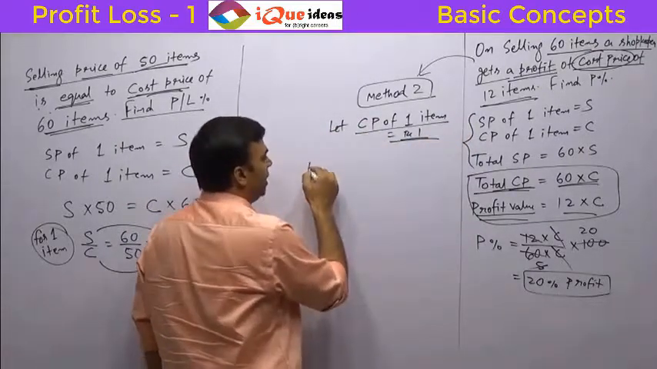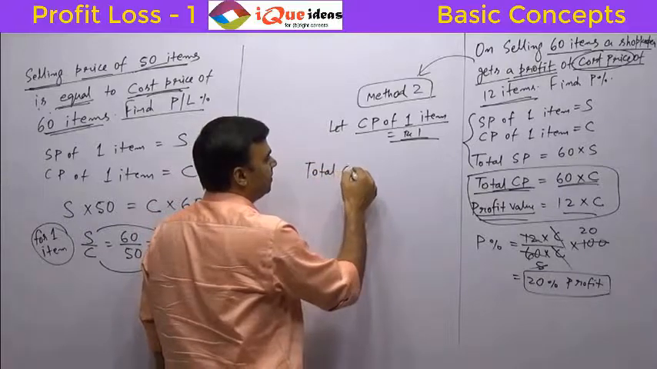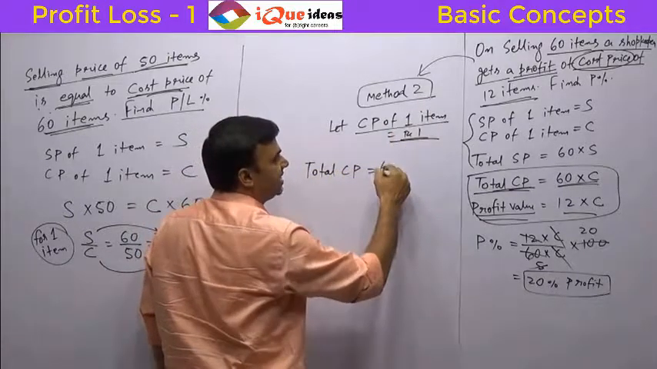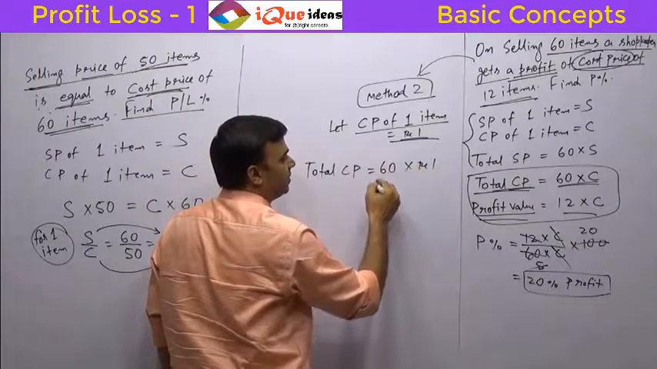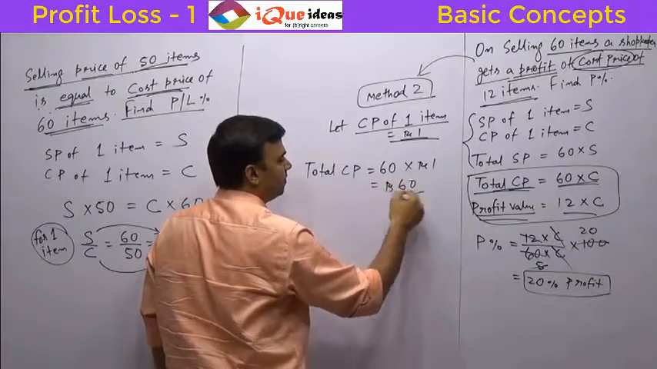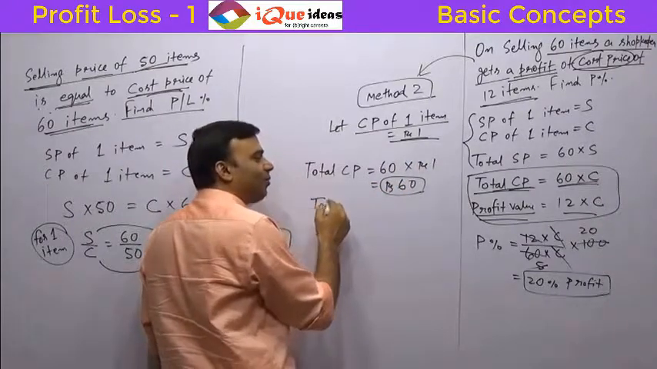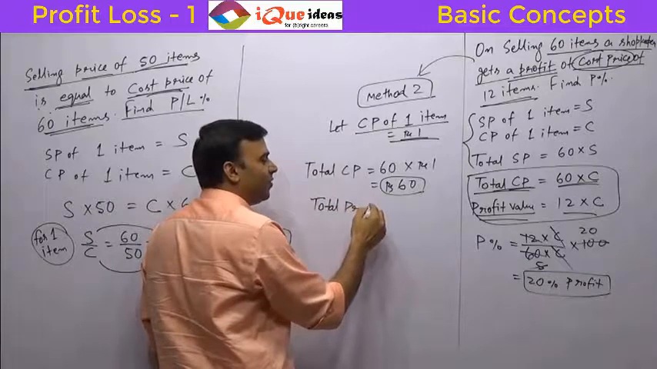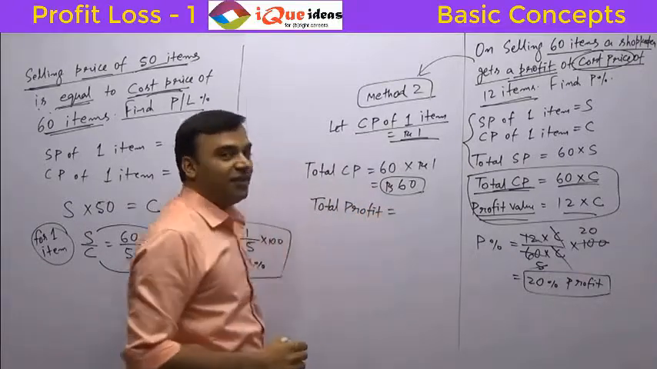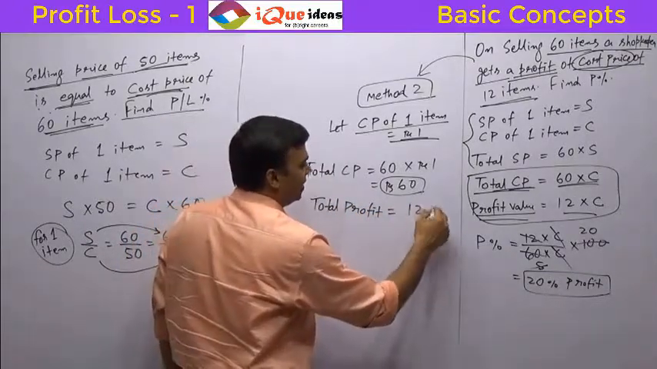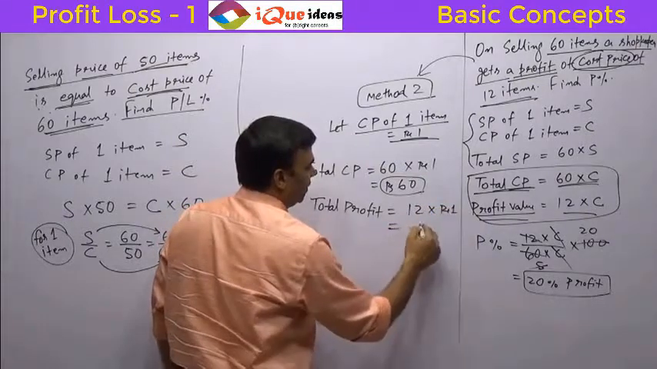What will happen from there? Total cost price will be equal to 60 items into 1 rupee per item. So it is equal to 60 rupees. And total profit will be equal to the cost price of 12 items. So it is straight away 12 into 1 rupee, which is 12 rupees.